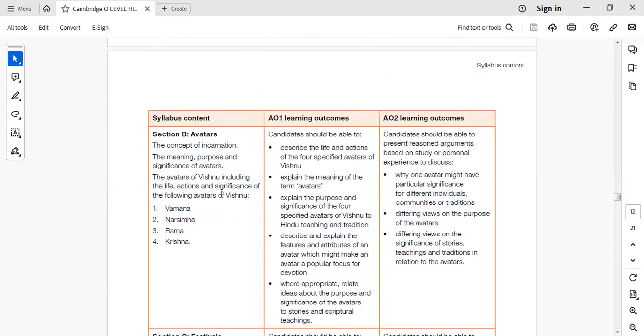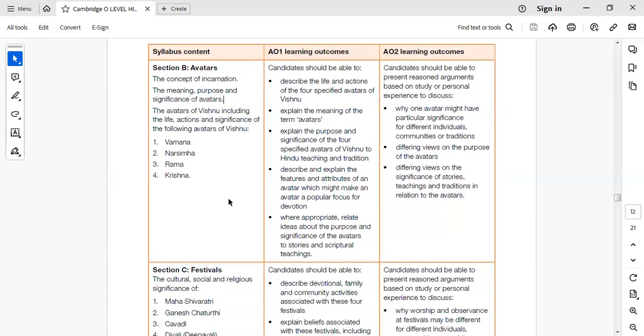Then paper 1, again paper 1, section B, we have avatars. Vishnu has taken many avatar incarnations. Why? We are going to learn that. What is the purpose, the meaning of avatar? We are going to learn that. And we are going to learn about 4 avatars: Vaman avatar, Narasimha avatar, Ram avatar, and Krishna avatar.